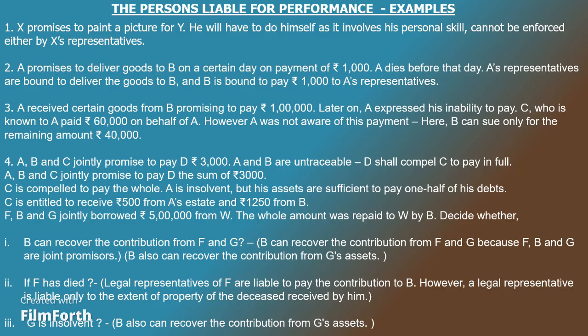Next. Simultaneous promise. The promisor is not bound to perform, unless the promisee is ready and willing to perform his promise. Next. Alternative promise. Contracts with legal and illegal object. Examples. Mr. A and B agree that Mr. A shall pay Mr. B Rs.